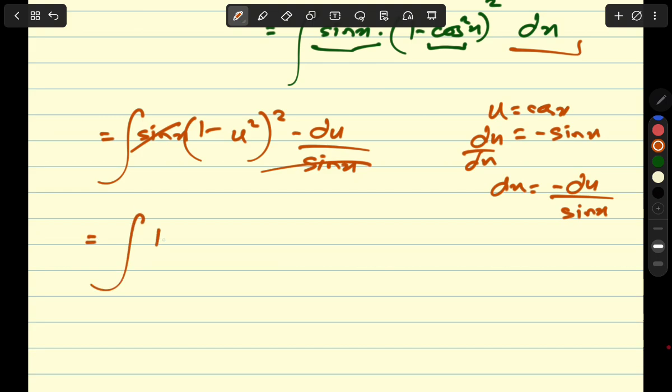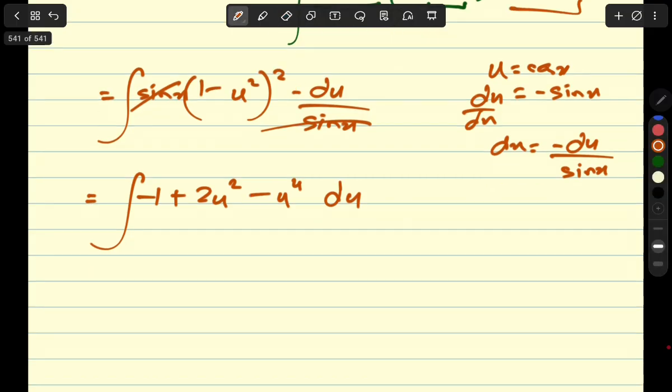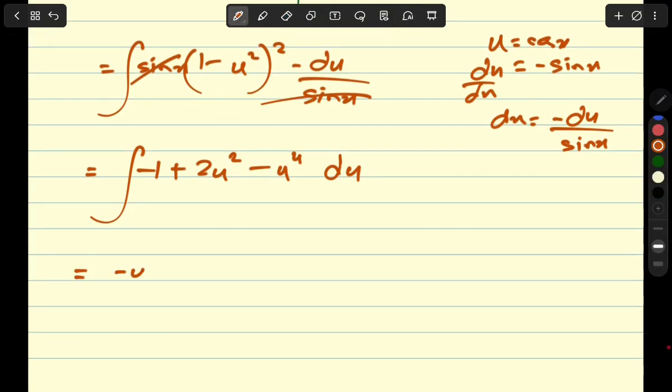This becomes 1 minus 2u squared plus u to the power 4 du, right? And there is a minus here as well. Or I can put a minus here, positive here, and a minus here, right? So this now becomes minus u plus 2 upon 3 u cubed minus 1 upon 5 u power 5 plus c. And then you can plug the u back, right?